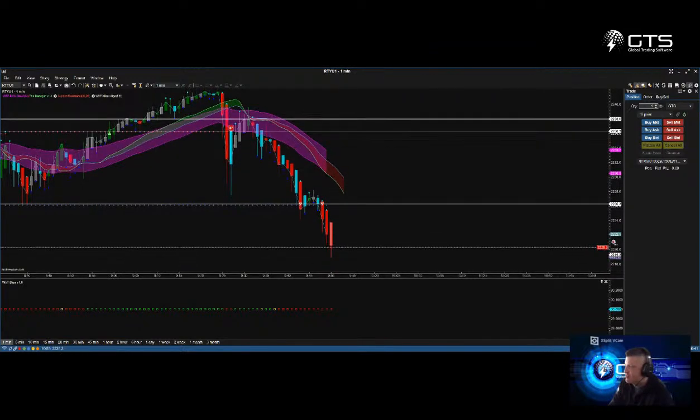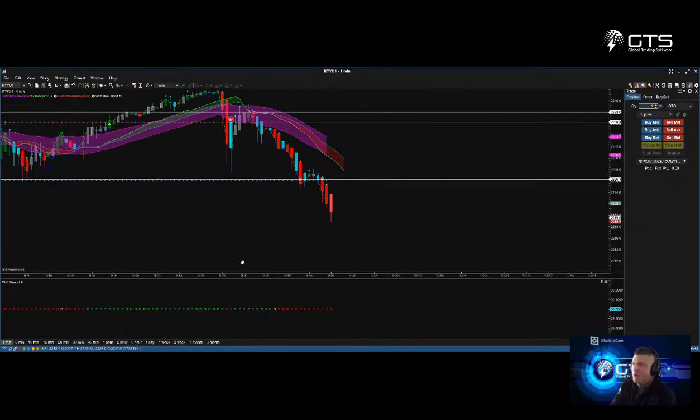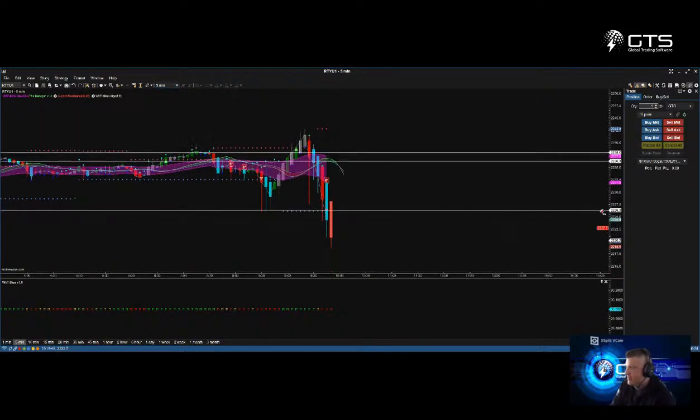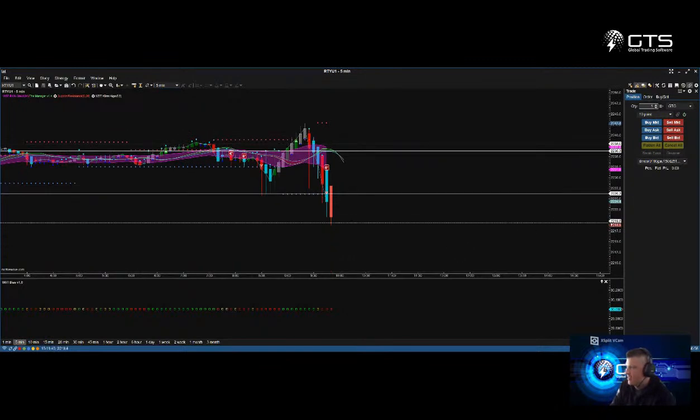Look at that thing just keep on falling. Wow, wow, wow. 6-star sell on the 5-minute now. I mean, I guess we could get back in it on the 5-minute. Look at that. Silver, sell. Oil, sell on the 3 minutes.